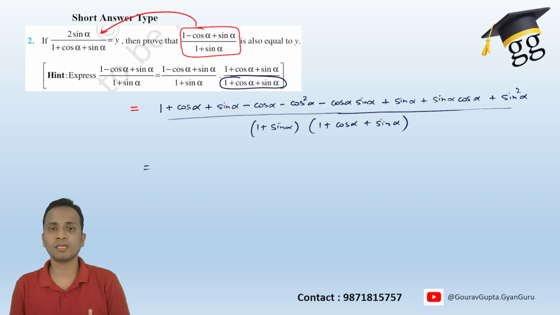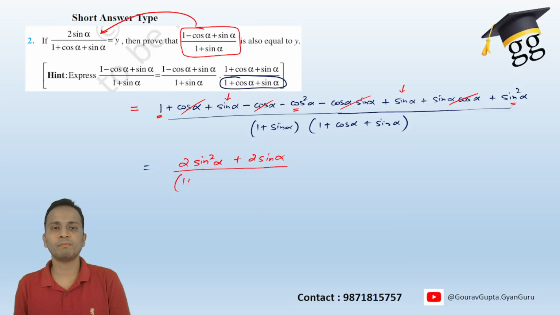So let's cancel out some terms. Cos alpha sin alpha will get cancelled. Then cos alpha will also get cancelled. I have 1 minus cos square alpha, which will become sin square alpha. And I also have plus sin square alpha, so I will have 2 sin square alpha. Then we have sin alpha plus sin alpha, that will become 2 sin alpha. In the denominator, as it is, 1 plus sin alpha, 1 plus cos alpha plus sin alpha.